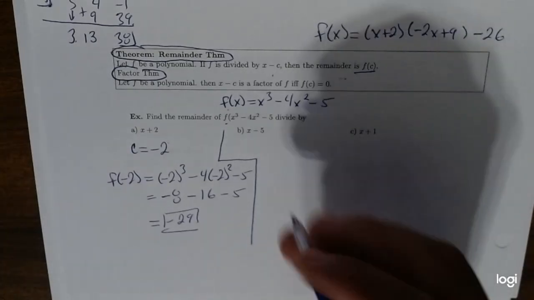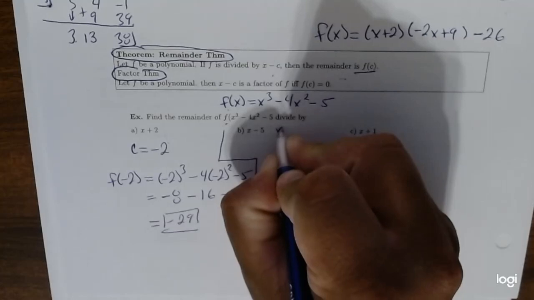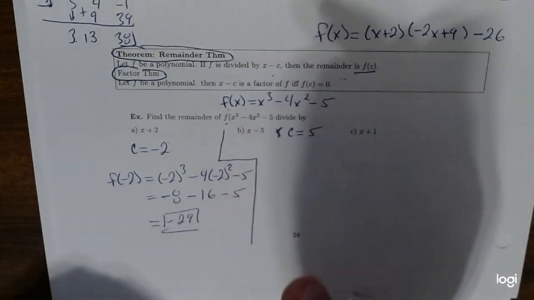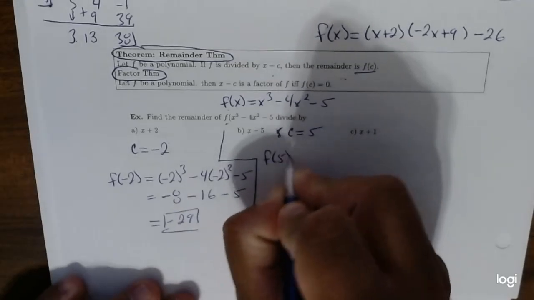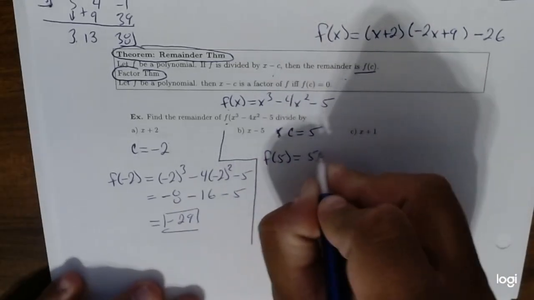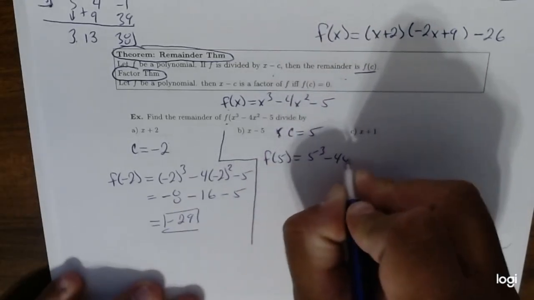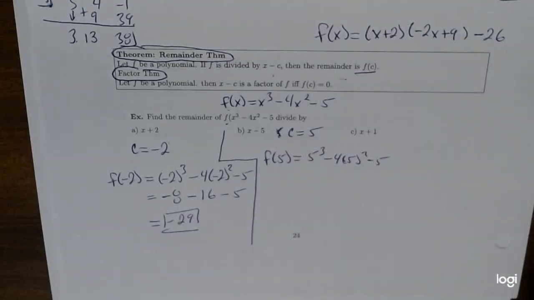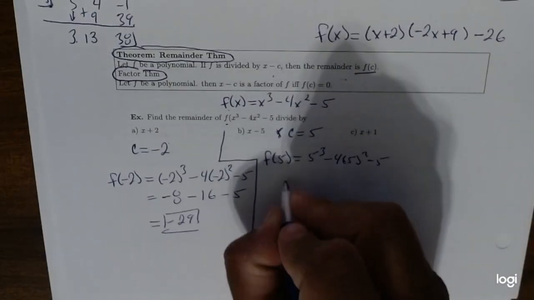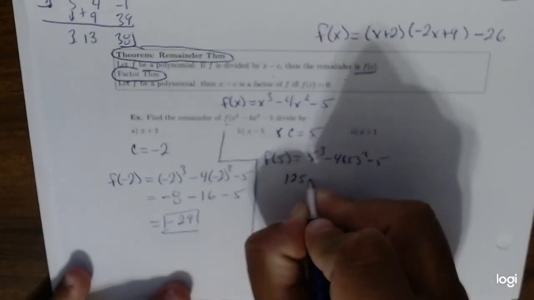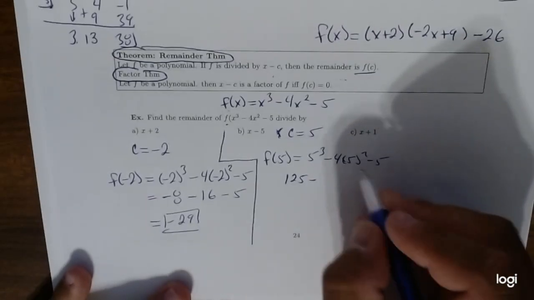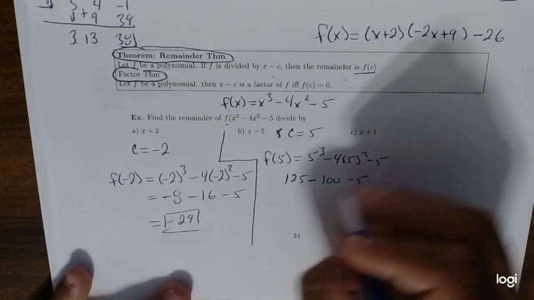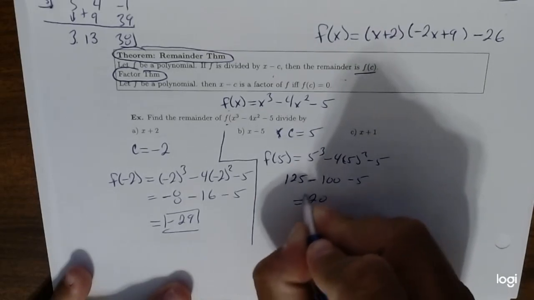All right, so now let's try them together. In this case, c would be positive 5, right? I'll put a sign. So if I plug 5 into our function and just simplify, 5 cubed should be 125. This should be, I believe, 100. And this is minus 5. So the total should be 20 as your remainder.